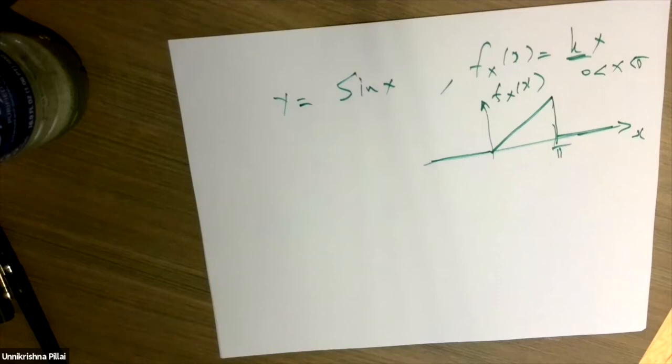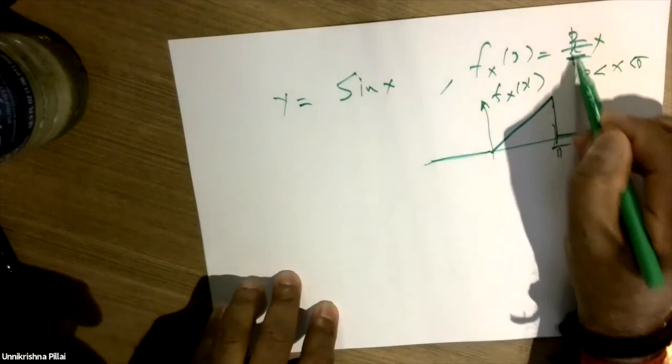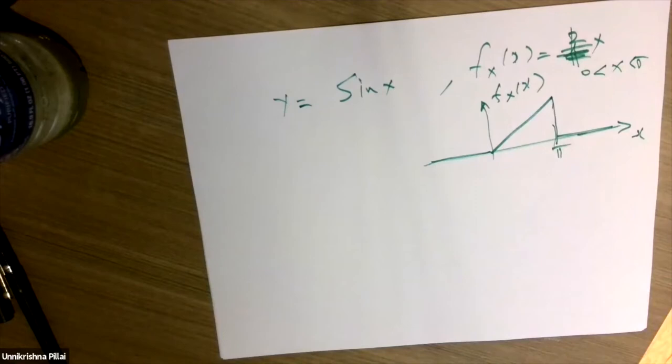Is it 2 by pi? Yes. How did you get it? So the area should be 1, right? The total area should be 1. And the area of a triangle is half into base into height. So I hope it should be. Everybody heard whatever he was saying.